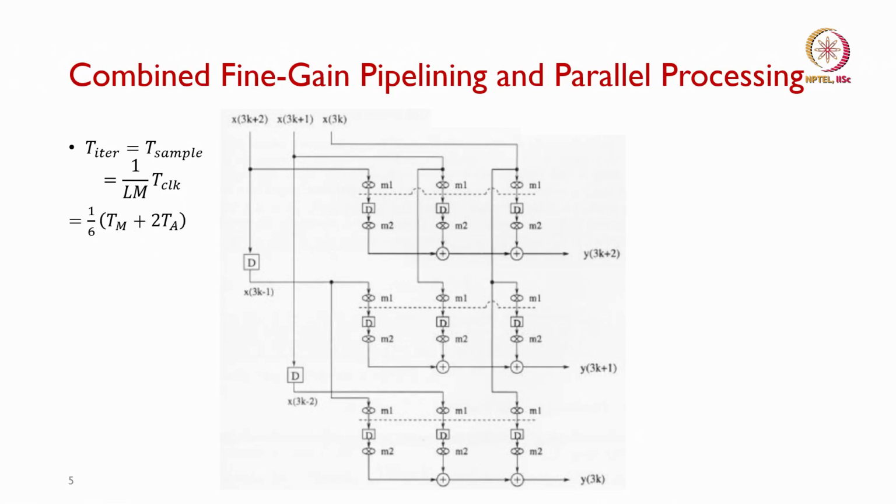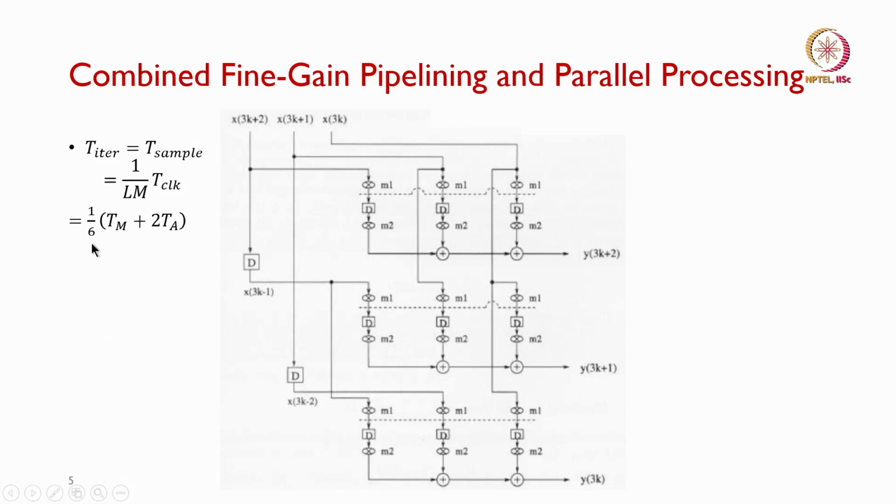How can I do this fine-grained parallelism? You will be seeing that the input is x of 3k plus 2, x of 3k plus 1 and x of 3k. This is our parallel unit, and when I come to the multiplier, I can bifurcate it into pipeline mode. M1 becomes 6 clock units and the other one I can take as 4 clock units. So I have provided two pipelining stages, basically M is equal to 2 and L is equal to 3.